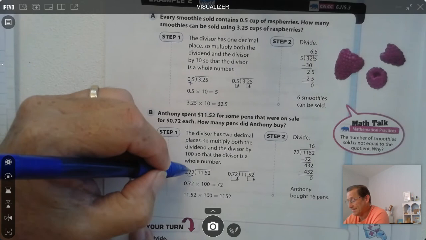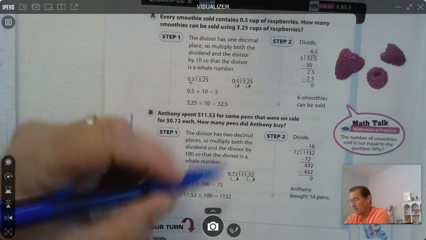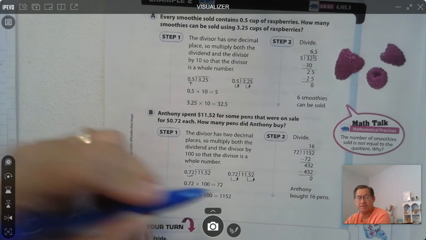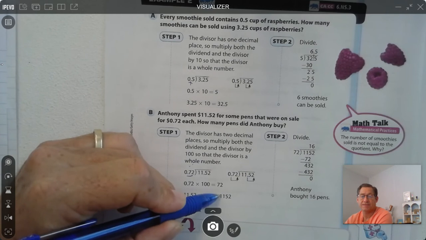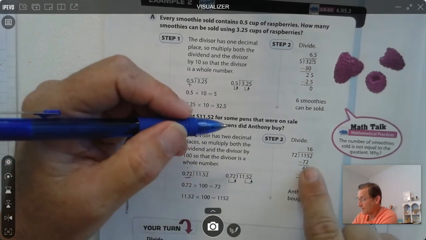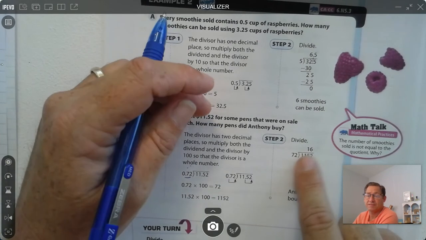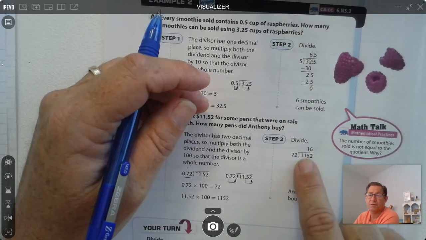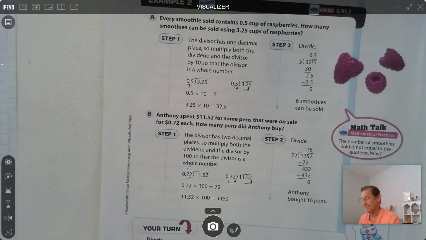So we're going to multiply the dividend and the divisor by 100. So 72 hundredths times 100 is 72. 11 and 52 hundredths times 100 is 1152. So now we have 1152 divided by 72. If we see the division through, we notice that our answer will be 16. So he bought 16 pens.